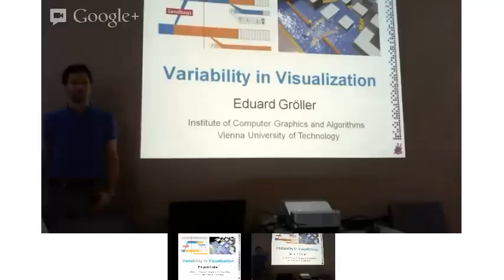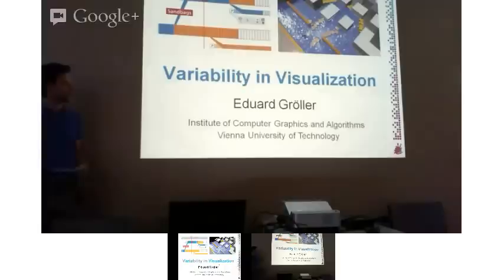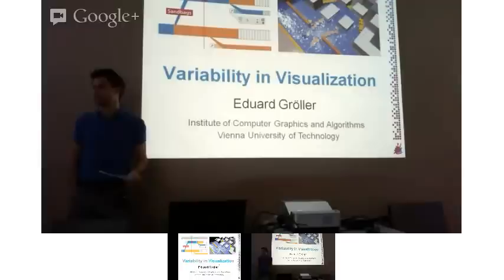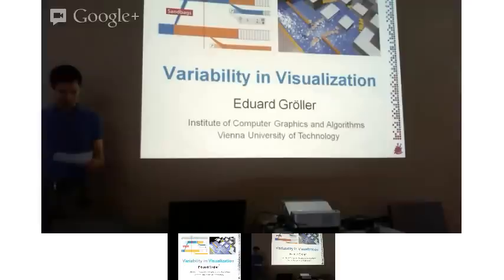It's a great pleasure to introduce our guest speaker today from TU Vienna, Professor Eduard Gröller. He did his PhD in Vienna and started his own visualization group there, which he runs very successfully. Besides his professorship in Vienna, he's also appointed as adjunct professor at the University of Bergen and as a key researcher at the VRVis Research Center in Vienna. His main fields of research are volume visualization, flow visualization, but also information visualization. And today he's going to talk about variability in visualization. Okay, Edi, the floor is yours.